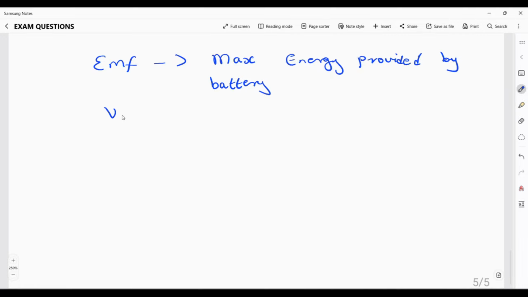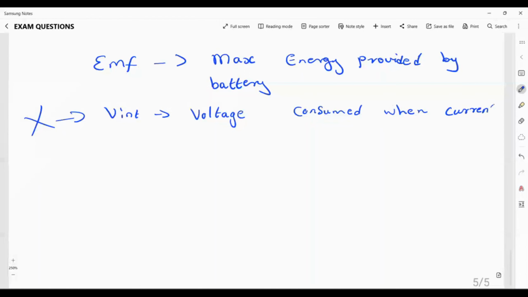And then V internal, this is the voltage consumed when current is flowing over there. This is not a formal definition. This is just based on my understanding so that you understand. Okay, you will go and do research on the formal definition.